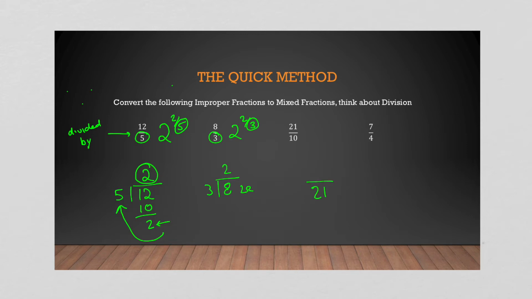If you have 21 divided by 10, well, 10 goes into 21 twice with 1 remainder. So we have 2 and 1/10. And then 7 over 4 is 7 divided by 4. 4 goes into 7 once with a remainder of 3. So we have 1 and 3 out of 4. So that is how we convert from improper to mixed with the concept of division and remainder.